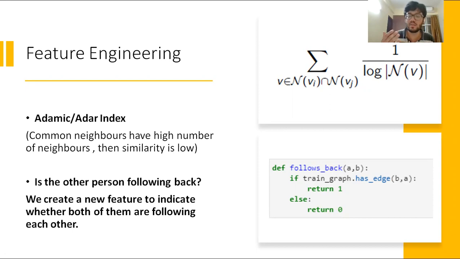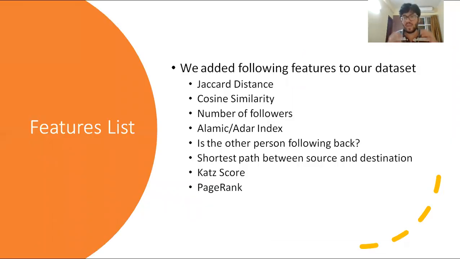Another feature that was used is whether the other person is following back, which is a binary variable and pretty self-explanatory. So we added the following features to the data set: Jaccard distance, cosine similarity, number of followers, Adamic-Adar index, whether the other person is following back or not, and then we computed the shortest path between source and destination. We have not included it here due to paucity of time, but we used Dijkstra's algorithm and other algorithms to compute the shortest path as well, which has been added and explicitly explained in our report. We also used Katz score and PageRank to compute features for the dataset.